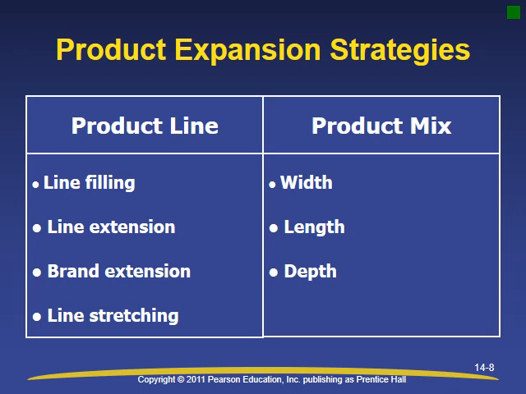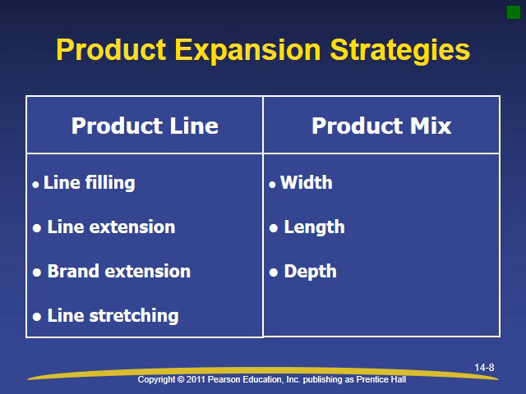A brand extension is putting the brand for an existing product category into a new category. An example of this would be Arm & Hammer baking soda, where the brand has been extended to products such as cat litter and toothpaste. And finally, line stretching is adding higher priced or lower priced items to extend a product line's appeal to new economic groups.